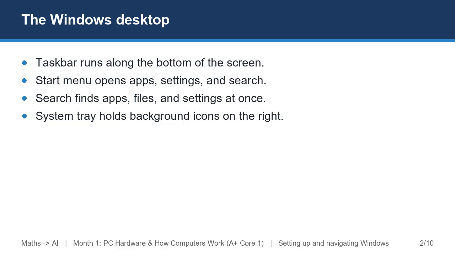When Windows loads, you land on the desktop. Along the bottom is the taskbar. On its left is the Start menu, which you open by clicking it or by pressing the Windows key. Type anything into search and Windows hunts for apps, files, and settings all at once. Over on the right is the system tray, with small icons for network, volume, battery, and updates.